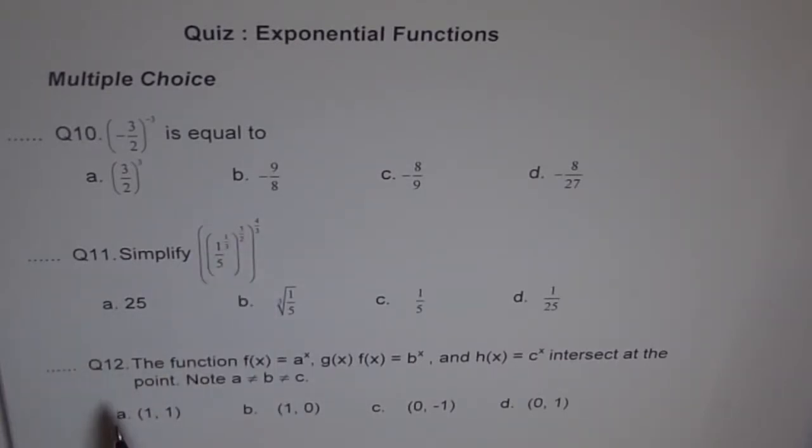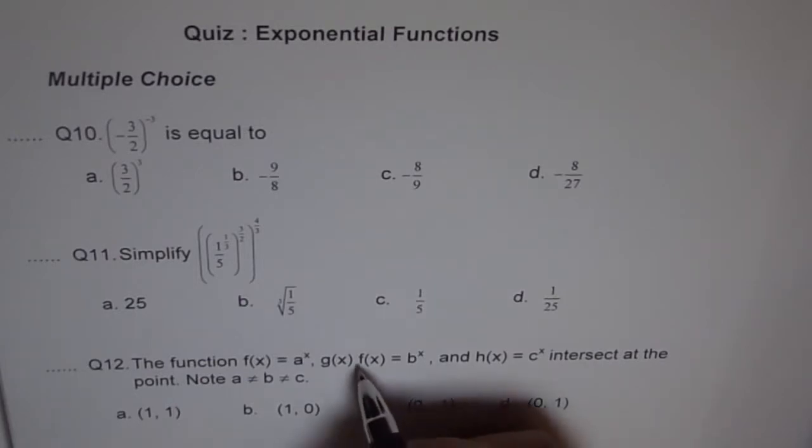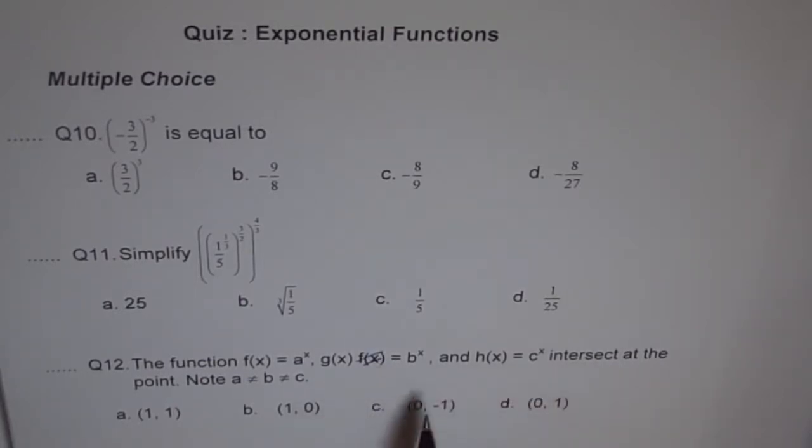Question number 12 is, the function f(x) equals a to the power of x, g(x) equals b to the power of x, and h(x) equals c to the power of x. These functions intersect at a point. Note that a, b and c are not equal. Then which is that point?